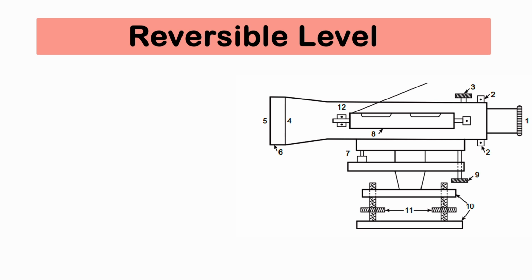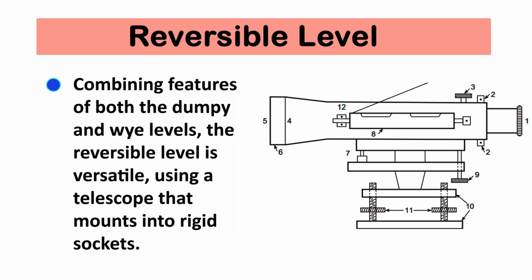Next level is the reversible level. Combining features of both the dumpy and Y levels, the reversible level is versatile, using a telescope that mounts into rigid sockets. This setup allows the telescope to function as either type, depending on whether it is locked in place or allowed to be removed and reversed. This dual functionality facilitates easy adjustment and precision in leveling.